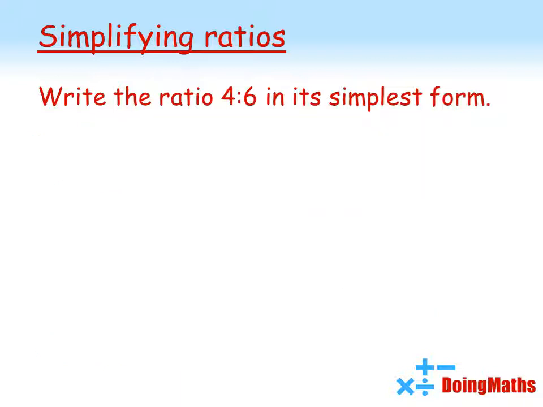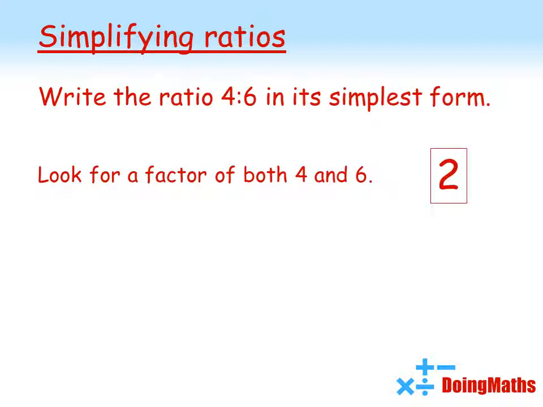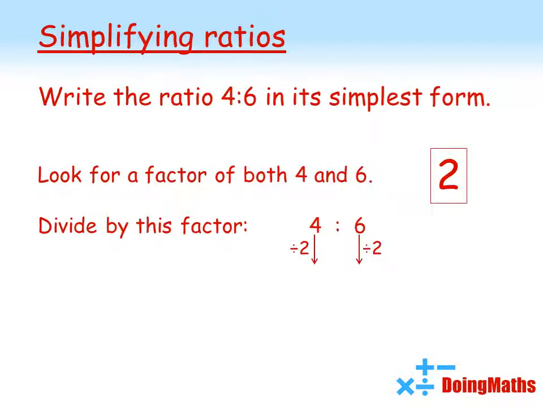Now, how can we do this without using a picture? Well, if we look for a factor of both 4 and 6, we can divide through by this. So 4 and 6, they share the factor 2. Divide both sides by that, which gives us the ratio 2 to 3, just like in our picture example.